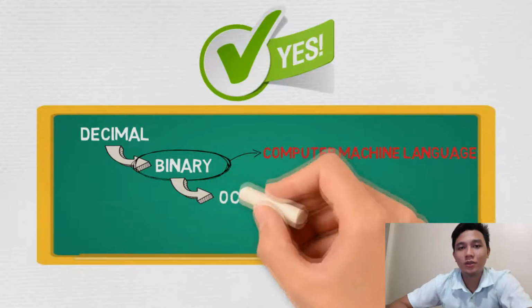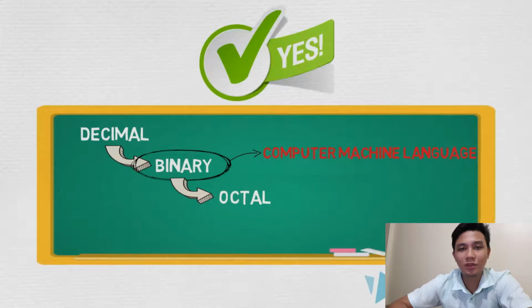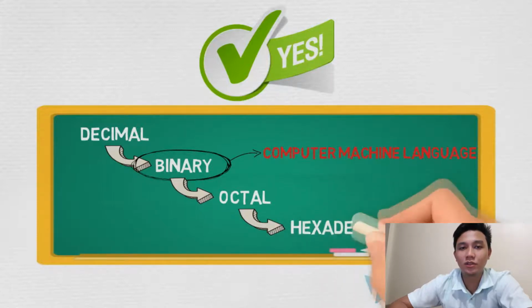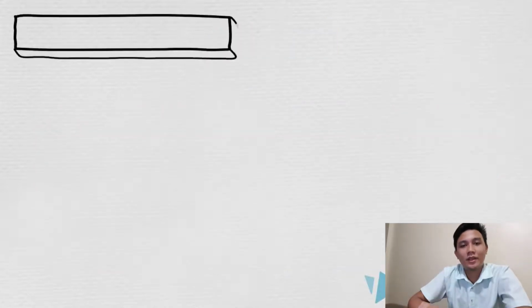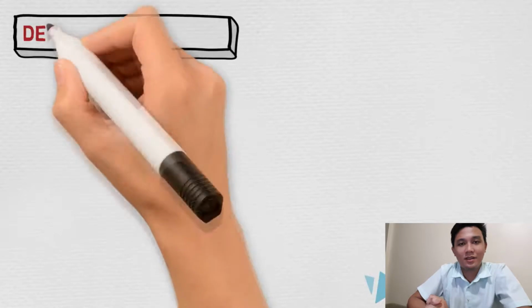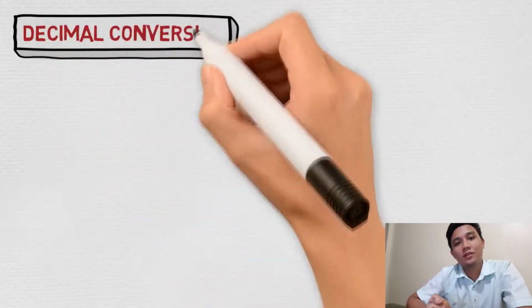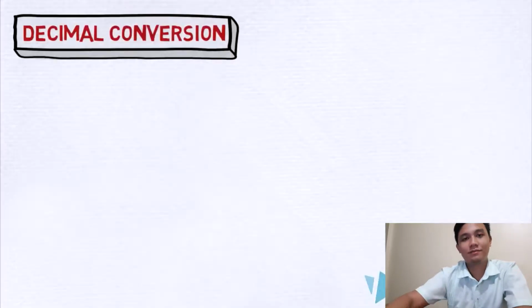That is why knowing conversion and calculation of number systems is important in both computer hardware and computer programming, in order to understand how the computer reads and processes the different data. Okay, let's start our topic. Let's start with decimal conversion.